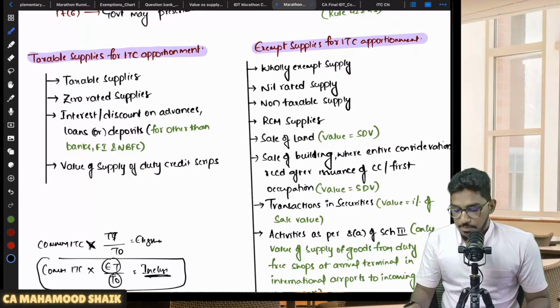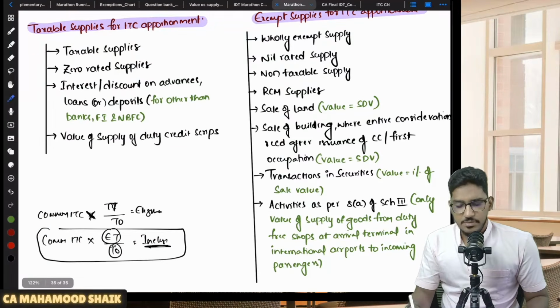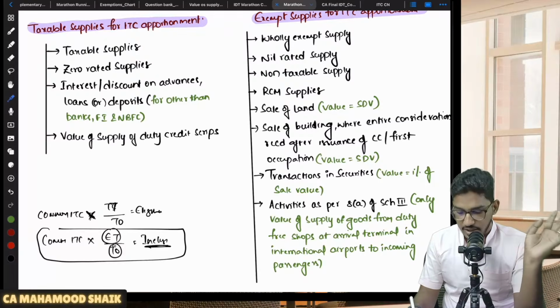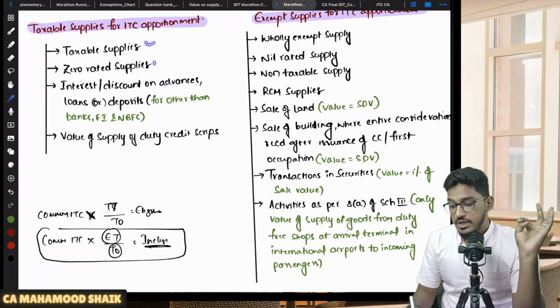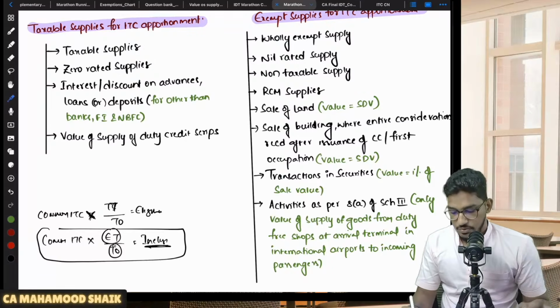So for the purpose of apportionment, what will be considered as taxable supplies? The usual taxable supplies, whatever we have, those supplies which will attract a rate of GST, will fall under taxable turnover. Zero rated supplies, even zero rated supplies also will be included in the taxable turnover only.